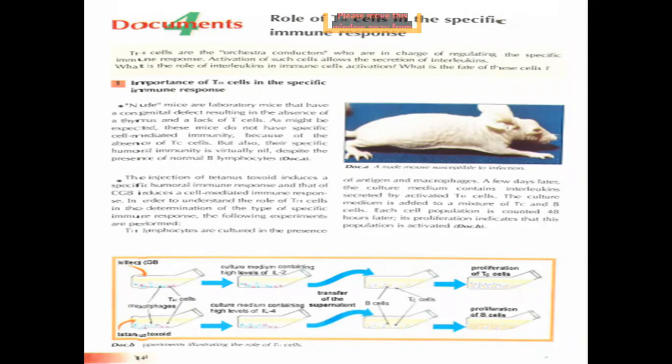Nude mice are laboratory mice, right? Nude mice doesn't mean what you might think. They have a congenital defect resulting in the absence of the thymus. They don't have a thymus, meaning they lack the T cells. As might be expected, there might be a figure, by the way, showing a nude mouse that is susceptible to infection, meaning it has a lot of infections. This is an example about nude mice. They are born without a thymus, meaning they lack the T lymphocytes.